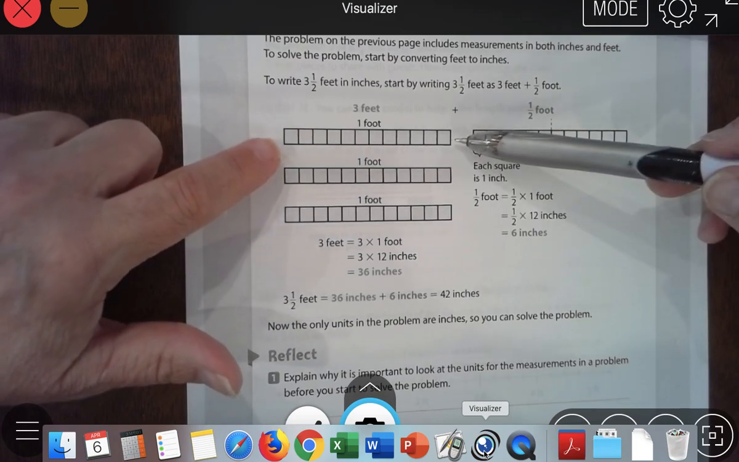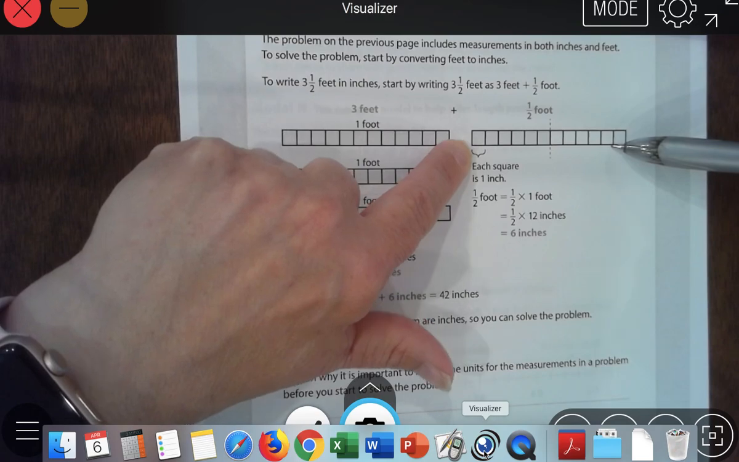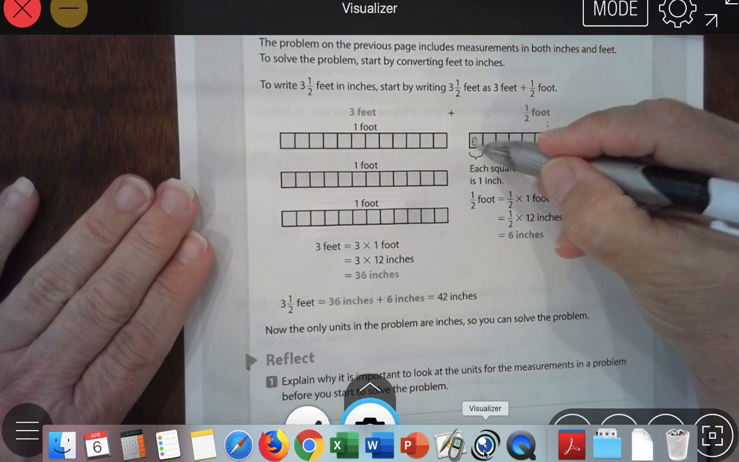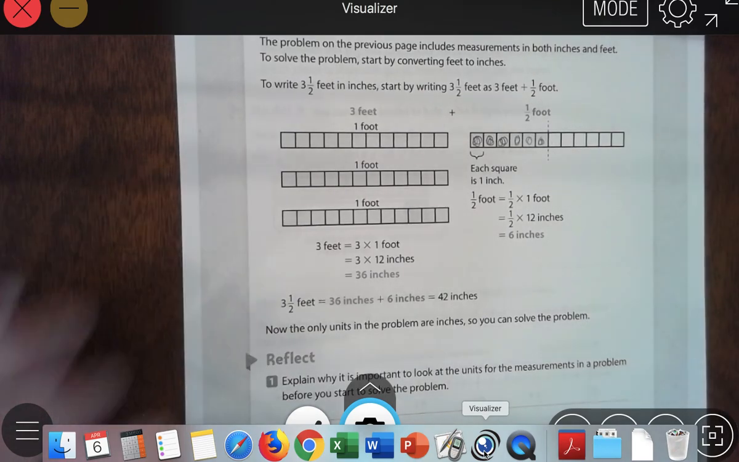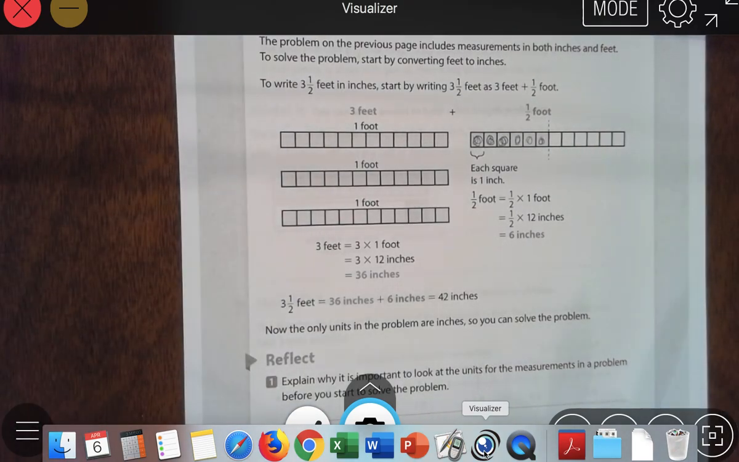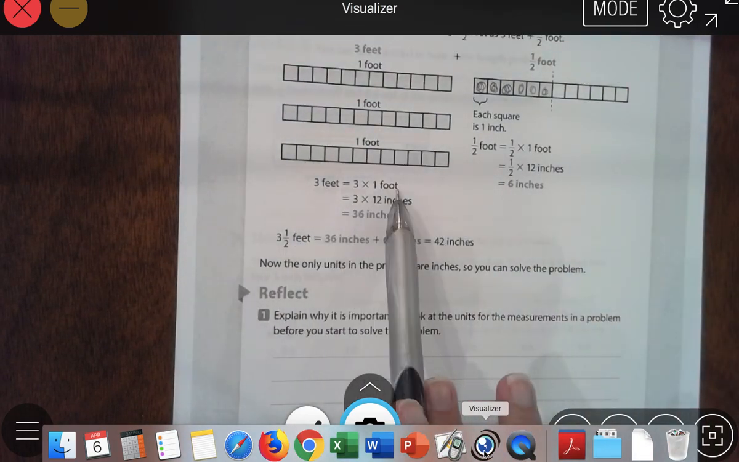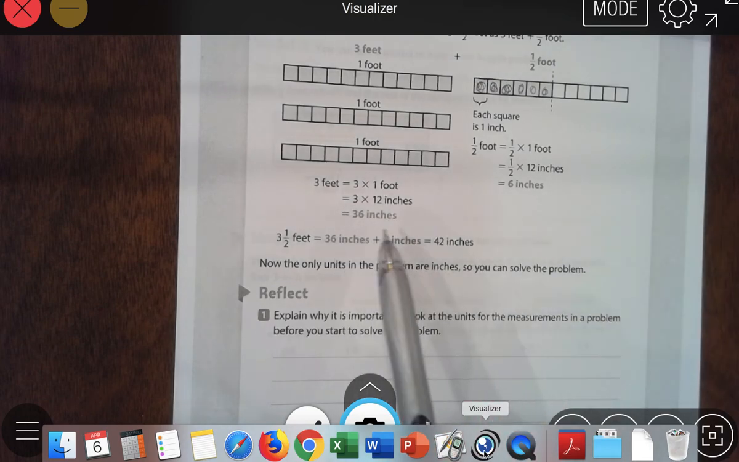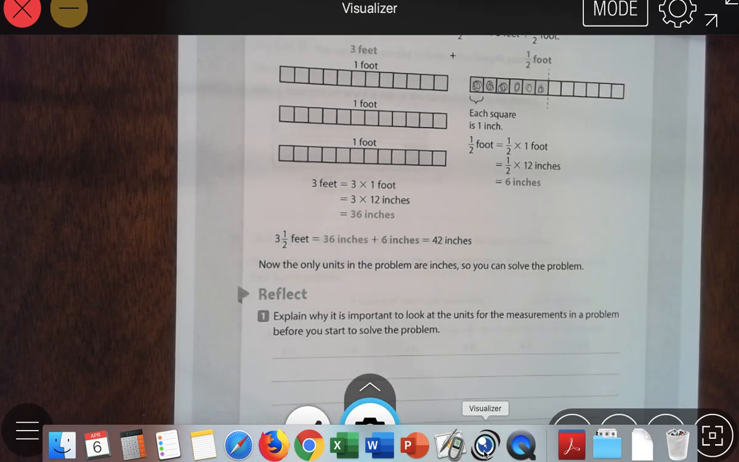So I've got my bar graph here, 1, 2, 3. Then if you look, I've got half a foot. I've colored it in case you can't really see it. You should be able to see it on your book. There, half a foot equals 6 inches. So we show down here 3.5, 3 feet, 3 times 1 foot, 3 times 12 inches, 36 inches. 3.5 feet equals 36 plus 6 equals 42. Now the only units in the problem are inches, so you can solve the problem.